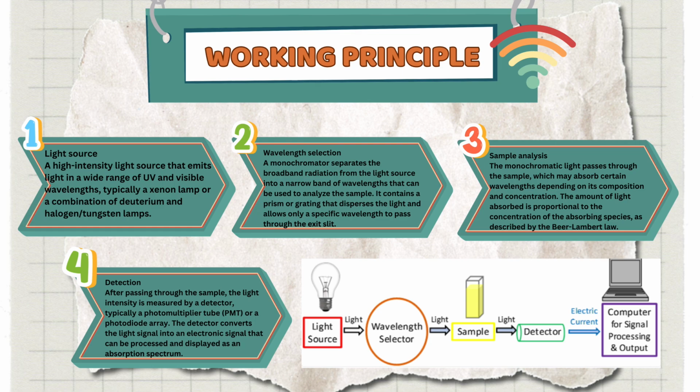may absorb certain wavelengths depending on its composition and its concentration. The amount of light absorbed is proportional to the concentration of the absorbing species, as described by the Beer-Lambert law. And the last one is detection. After passing through the sample, the light intensity is measured by the detector, typically a photomultiplier tube, PMT, or photodiode array. The detector converts the light into an electronic signal that can be processed and displayed in an absorption spectrum.